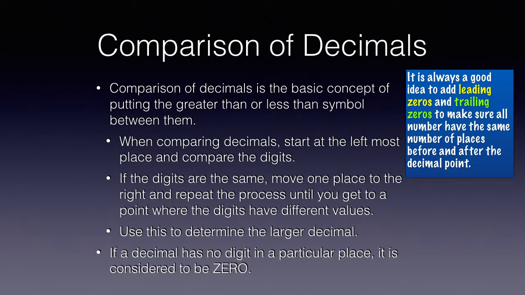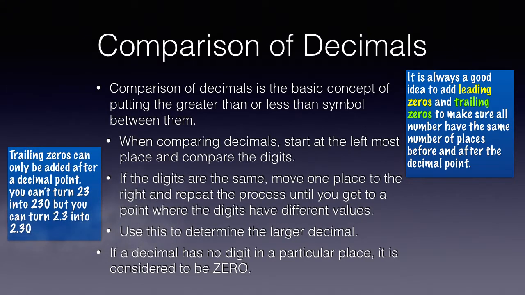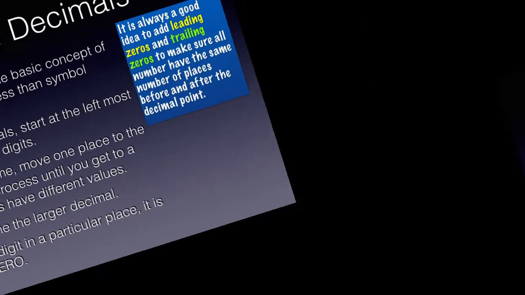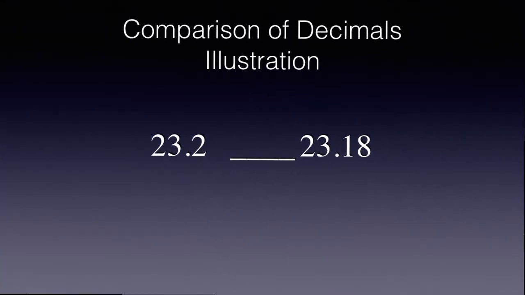The rule about trailing zeros is they must be after a decimal point. So if I want to turn 23 into something else, I can't just throw a 0 in there. But if I want to put zeros after the decimal point, I can write as many as I want. Classic example. Let's say we're comparing these two numbers.